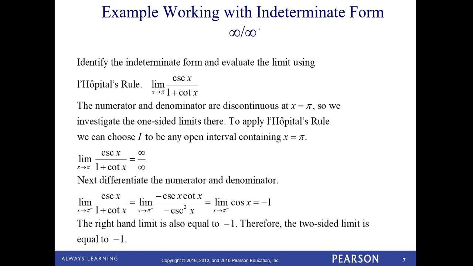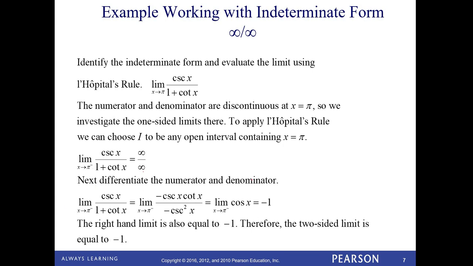Now, another indeterminate form is infinity over infinity. So we can identify the indeterminate form by using L'Hopital. So the first thing we need to look at is if I plug pi in, the numerator and denominator are discontinuous at x equals pi. So we have to look at one-sided limits. To apply L'Hopital, we can choose the interval to be any open interval containing pi. So the limit as x approaches pi from the left is infinity over infinity.